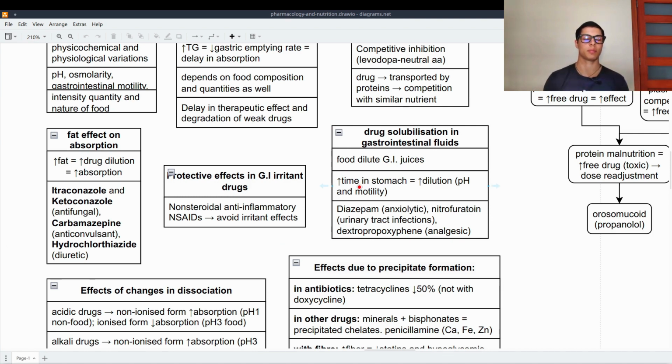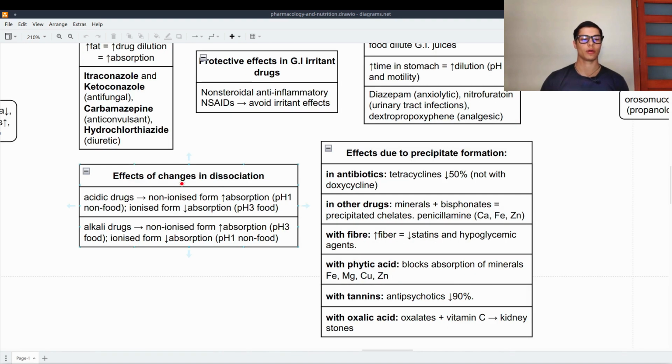You have to keep in mind that food will dilute the gastrointestinal juices, and higher time in stomach will end up with higher dilution because of the pH and motility. This happens with diazepam, which is an anxiolytic, nitrofurantoin, which treats urinary tract infections, and dextropropoxyphene, which is an analgesic. The effects on changes in dissociation.